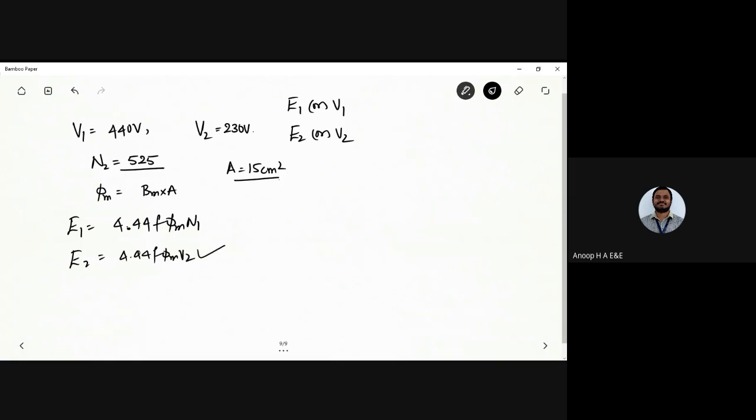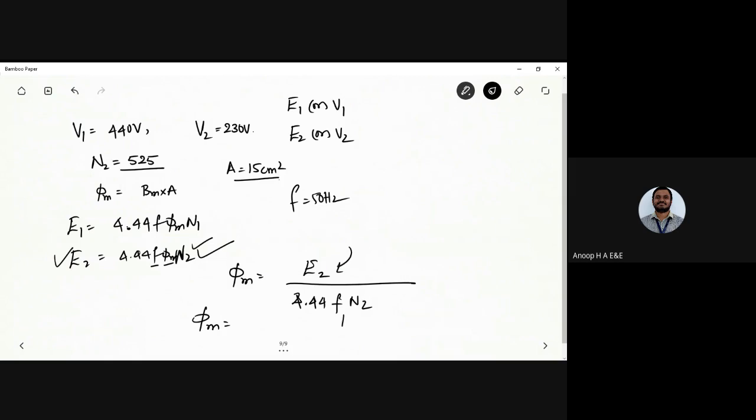Which one will you be using? I'll be using N2 here. I know N2, I know E2, and I know the frequency. If frequency is not given, you can take it as 50 hertz. You have to find phi m, which would be E2 divided by 4.44 into F into N2. Substitute all the values here and you will find phi m.